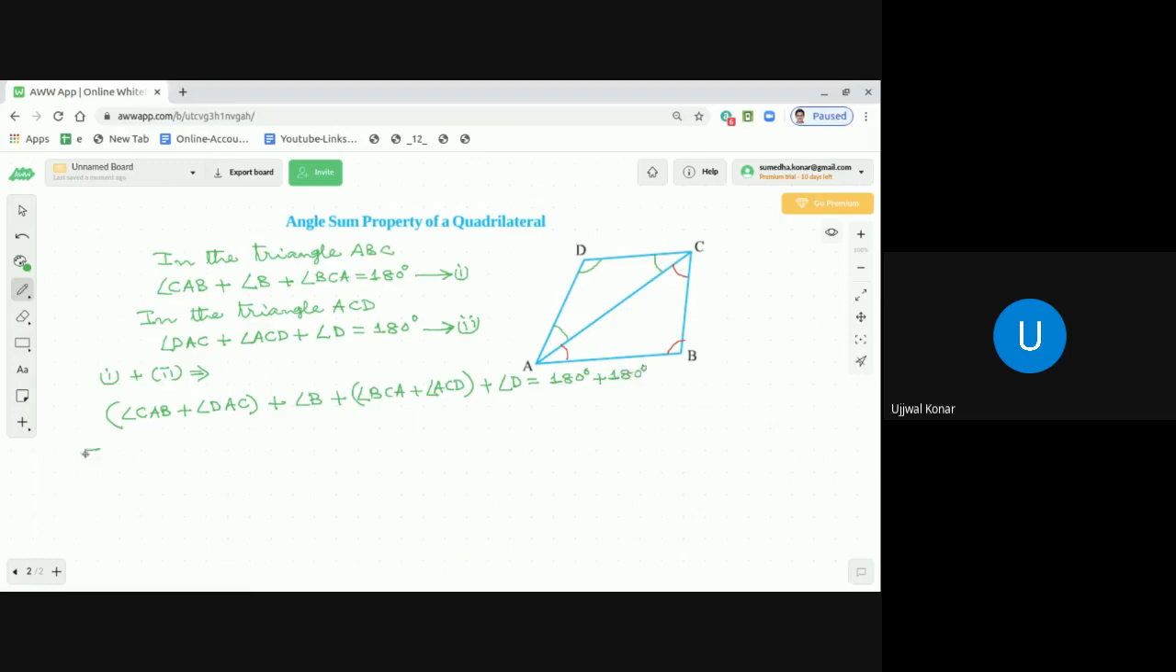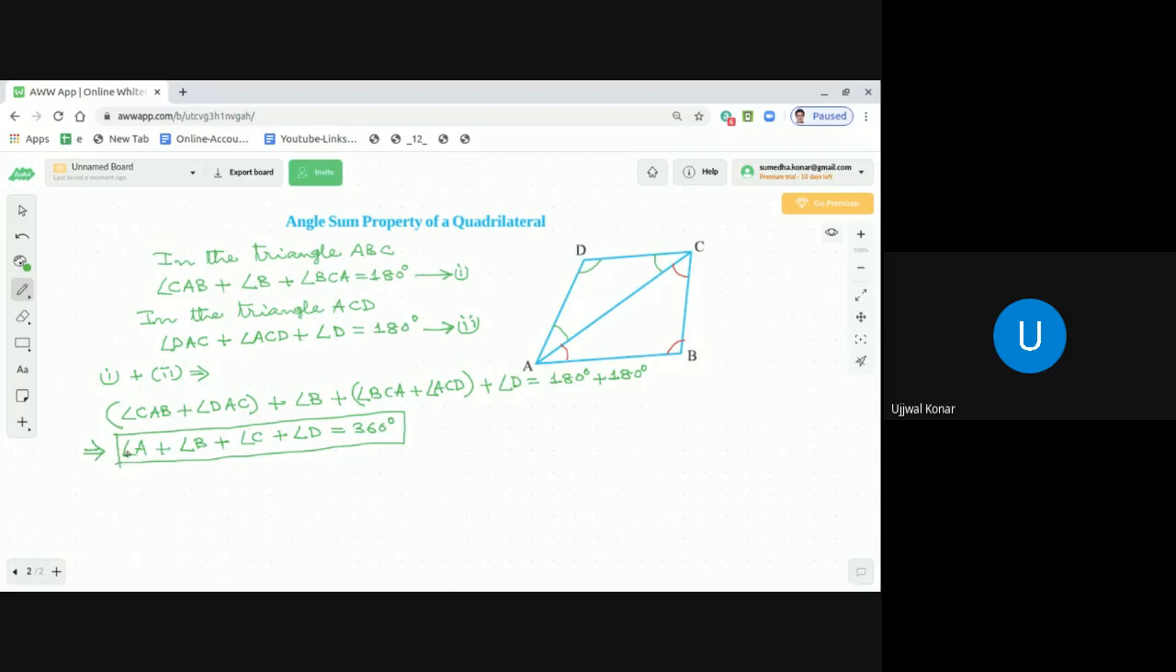Correct? So from here, dear students, if you see, angle CAB plus angle DAC is nothing but angle A. Angle B I keep as it is, angle BCA plus angle ACD is nothing but angle C. And angle D I keep as it is. 180 plus 180 is equal to 360 degrees. So this is the angle sum property of a quadrilateral.